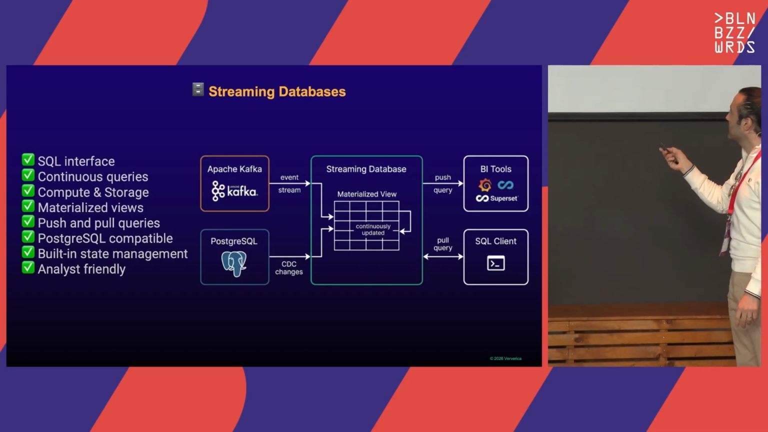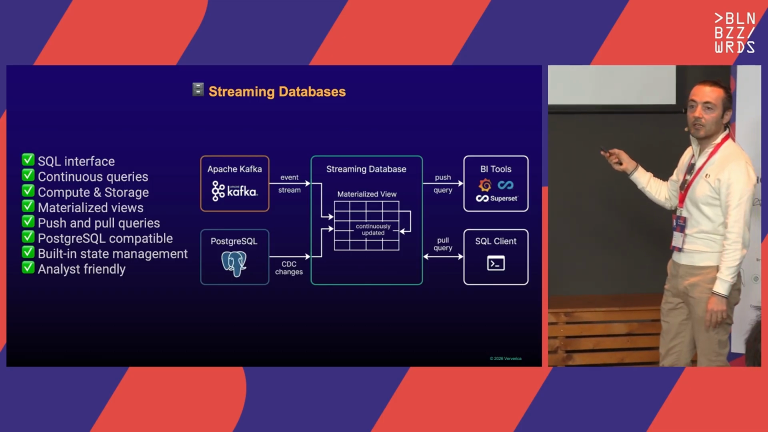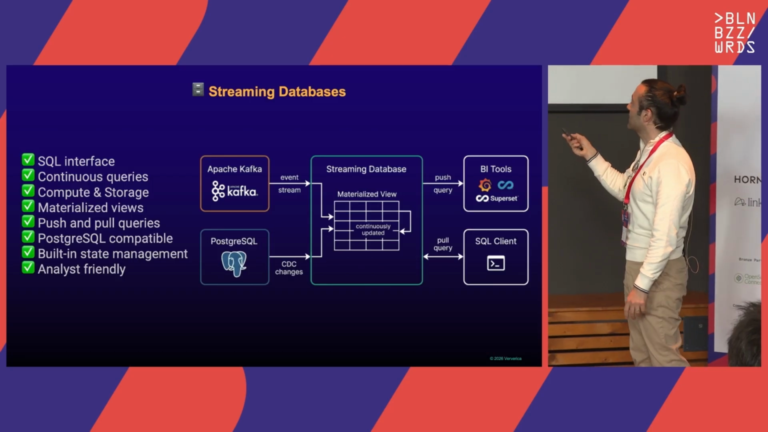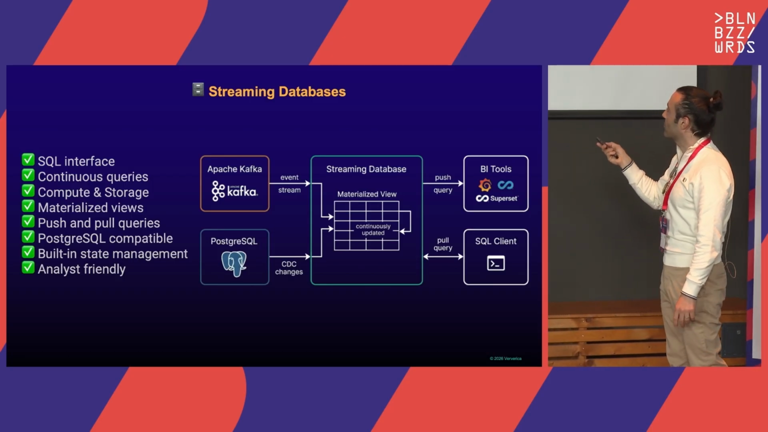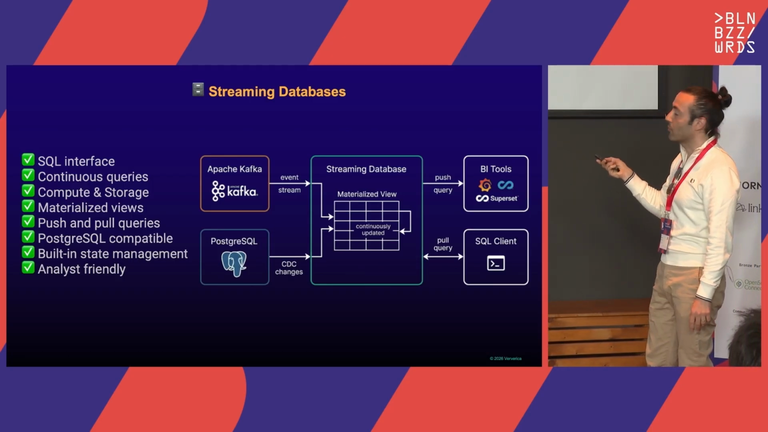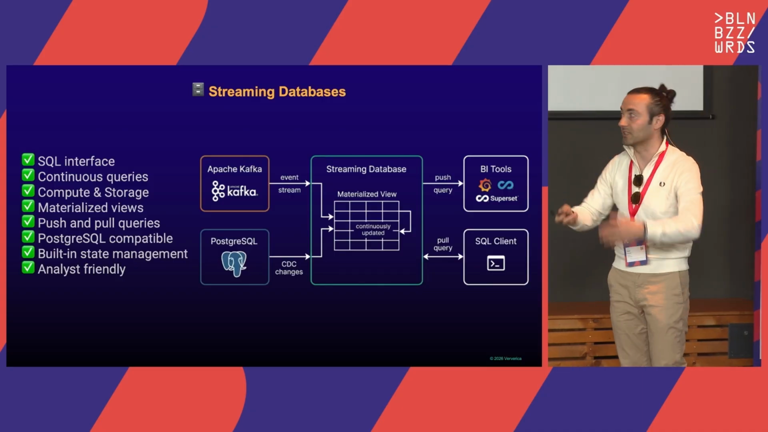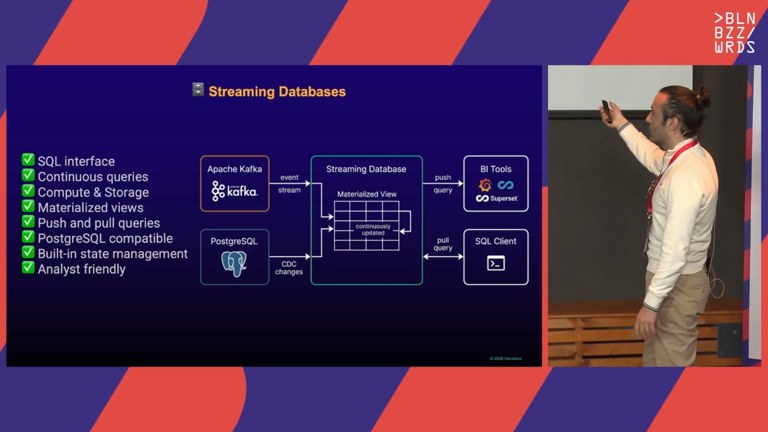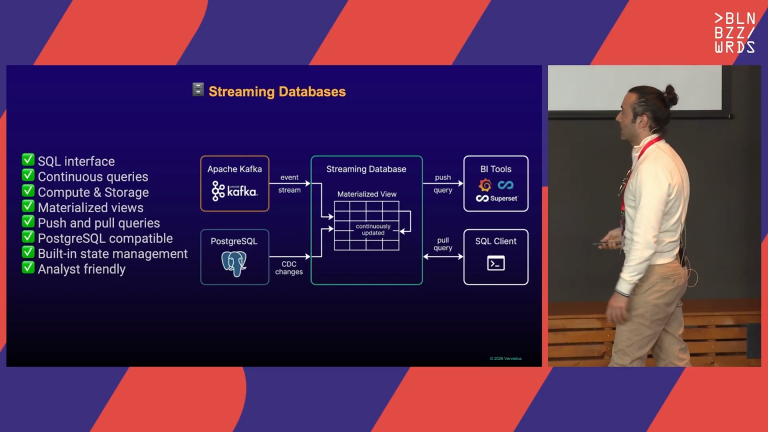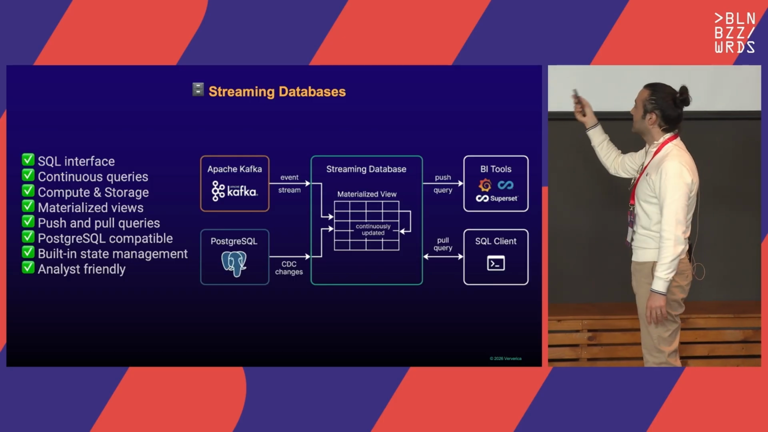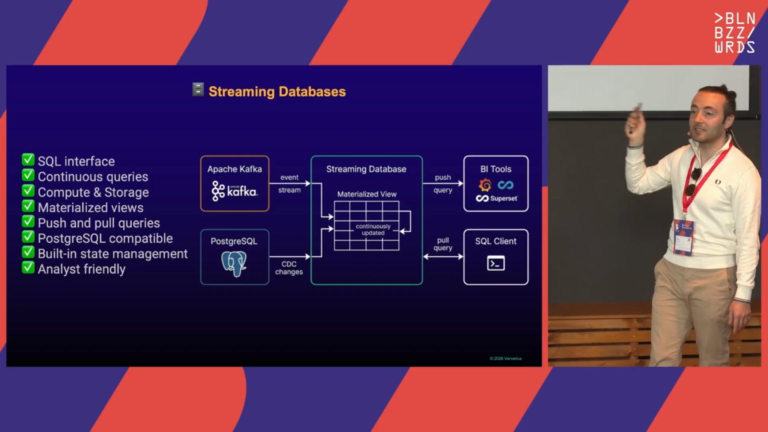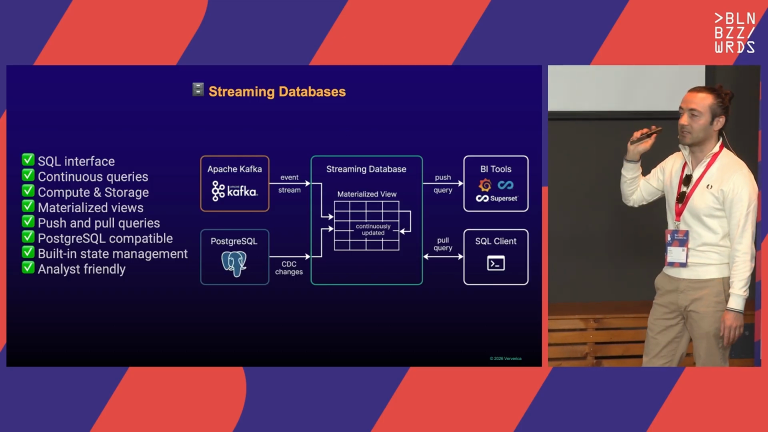You can combine several different entities within its processing capabilities. Right now you see it's ingesting events from Kafka, and then it's CDCing events from Postgres to, for example, join them in real time. It's PostgreSQL compatible, most of these streaming databases. Built-in state management is there, and then these are analysis-friendly systems.